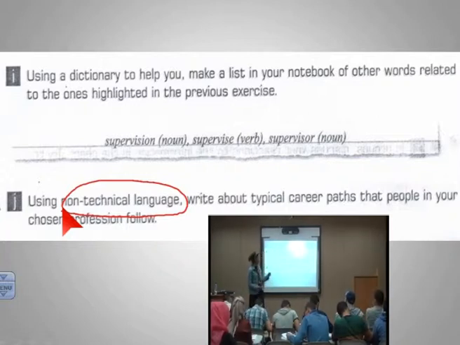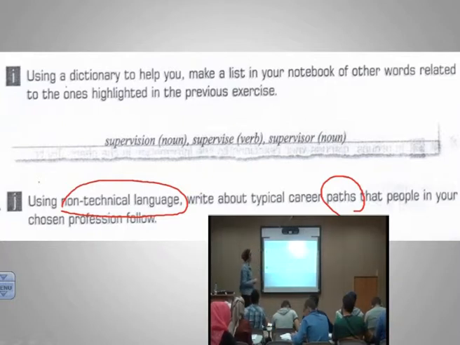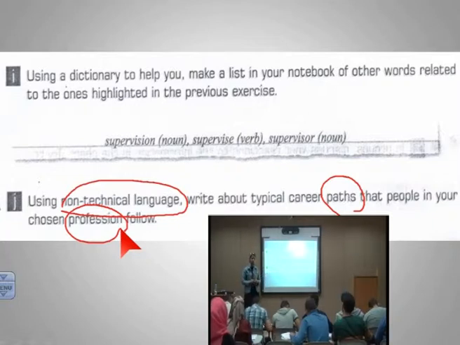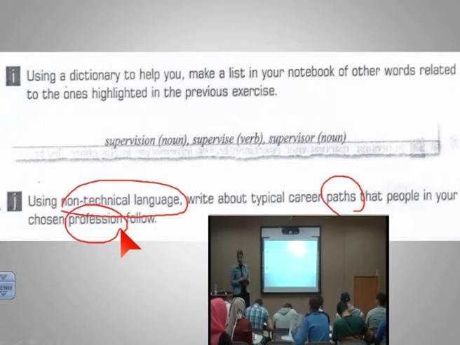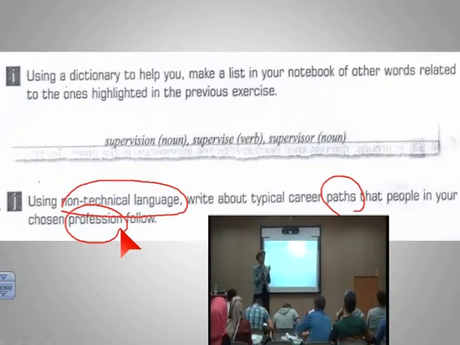Write about typical career paths, and here paths. You had approaches. Do you remember the word approaches or paths that people in your chosen profession follow? Remember the word profession? Very important. Job. So keep those three words in your mind. Paths as approaches because we mentioned it earlier. Also profession as a job or career if you like. Your field, for example, and non-technical language. It is the opposite of register. Register is a technical language. It is a specific language that is used by certain experts or certain groups of people.